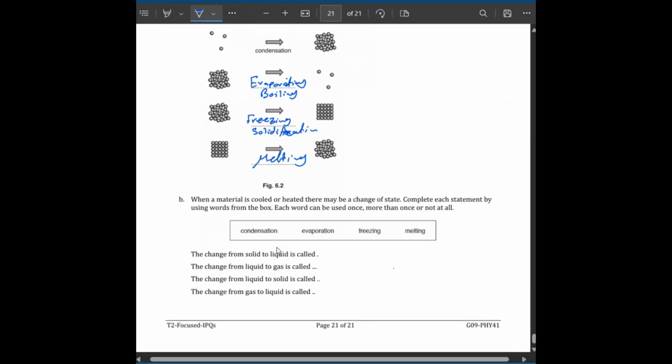Okay. So lastly, here we need to fill in the blanks. The change from solid to liquid is melting. The change from liquid to gas is evaporating. And the change from liquid to solid, we call it freezing. And finally, from gas to liquid, it is condensation.